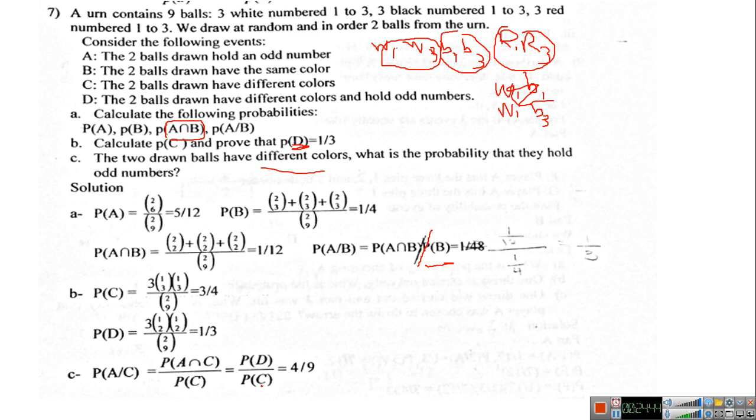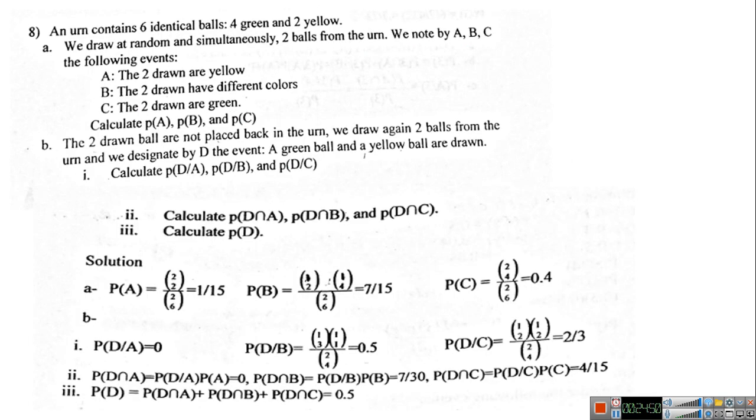You can realize that this problem is somehow confusing in some of its part. Number 8. An urn contains 6 identical balls, 4 green and 2 yellow. We draw at random and simultaneously 2 balls from the urn.